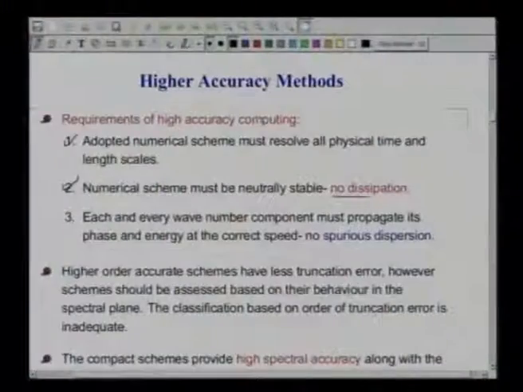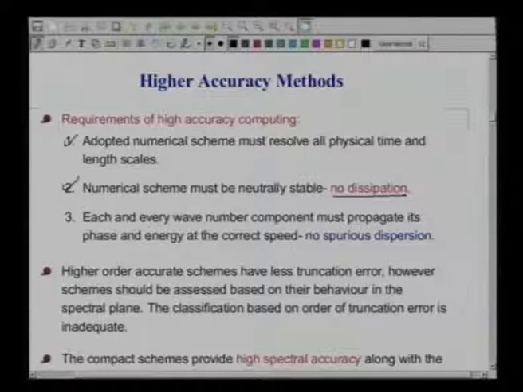The basic idea is the following, that numerics should not impose its role on the physics of the problem. So, numerics should stay neutral, physics should dictate whether the system is stable or unstable. So, that is why numerically we do not want to add any dissipation. This is absolutely unwarranted.